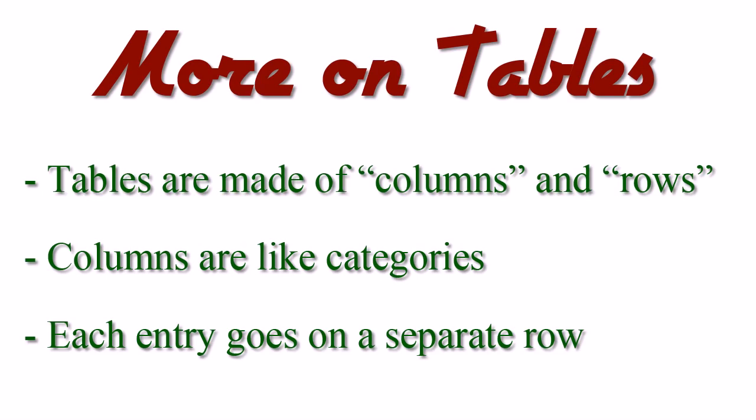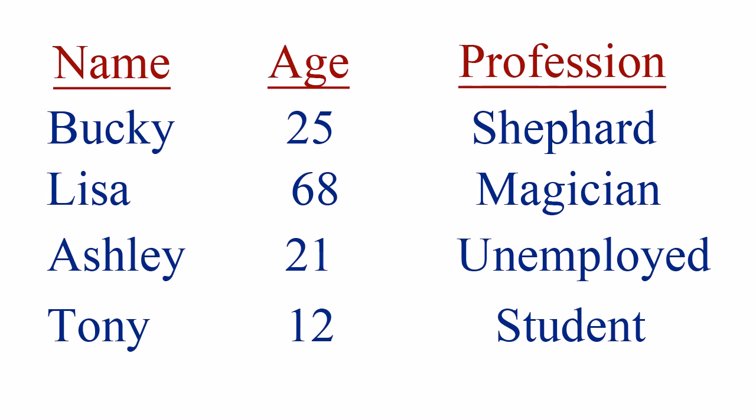Each individual table is made up of columns and rows. The columns are like categories and the rows are like each separate entry. So if you're saying, what the heck, columns and rows, kind of like a grid? Well, yes, it is kind of like a grid. Now, if we took a look at a table here, say I wanted to make a table to organize all of my friends. I would have each column with a specific category.